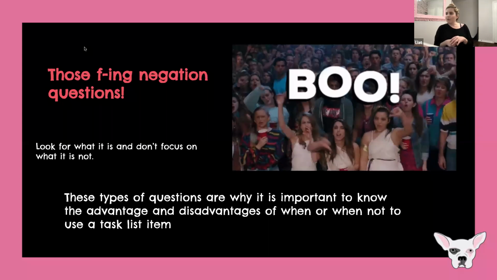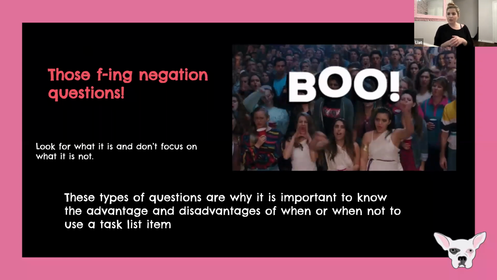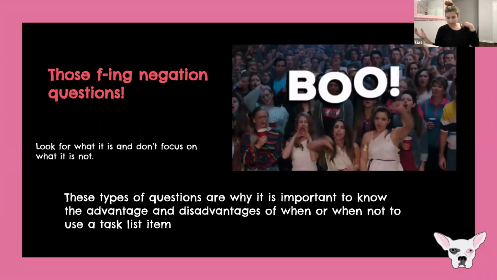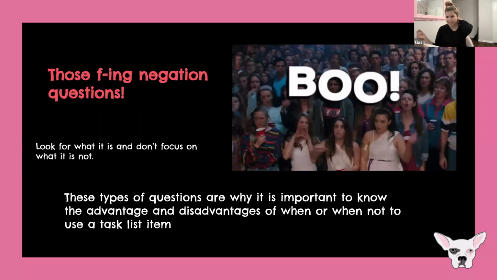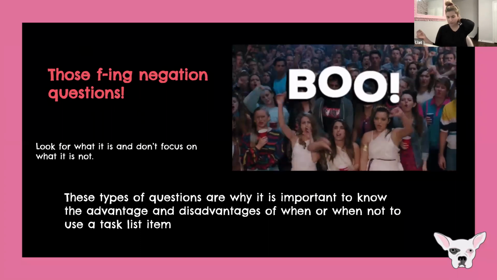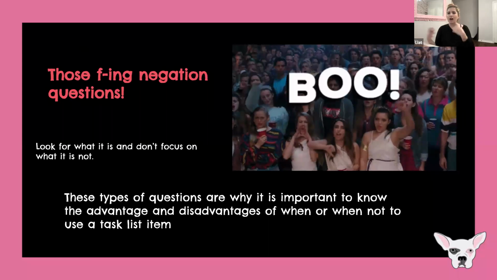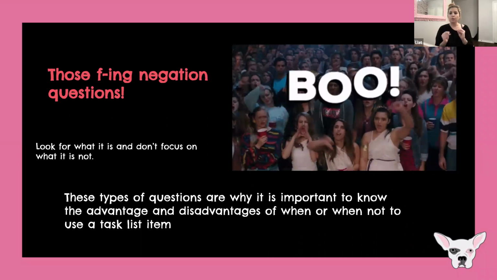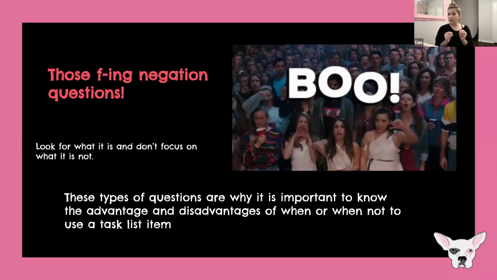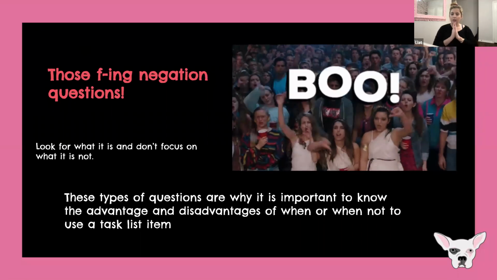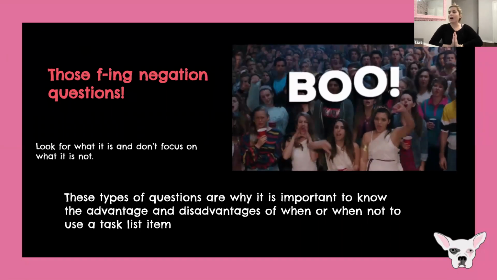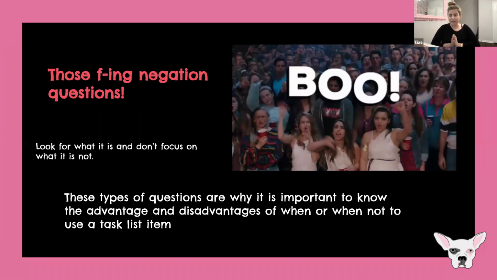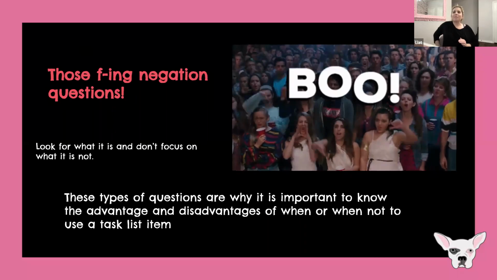All right, if you know what I'm talking about, those negation questions. What is negation? Like, are we negotiating? That's what I used to think of, like negotiate, like no. Negation, talking about those questions that are negative. You are looking for what it is and what it is not. These types of questions are why it's important to know the advantages and disadvantages of when or when not to use a task list item, right? So what does that mean?